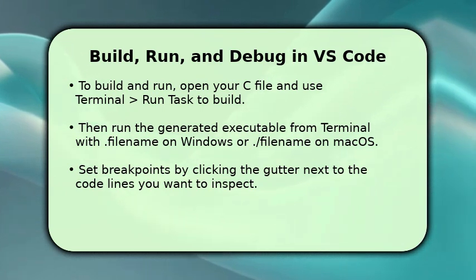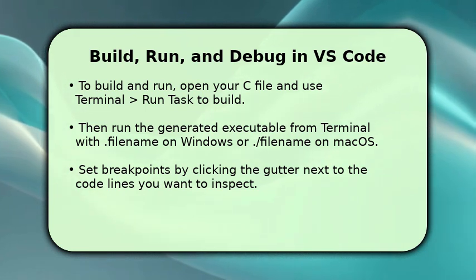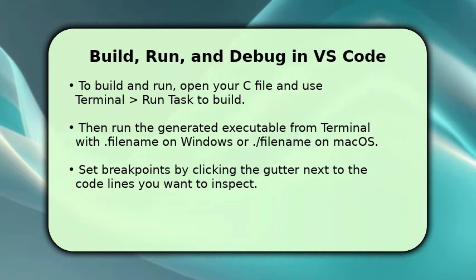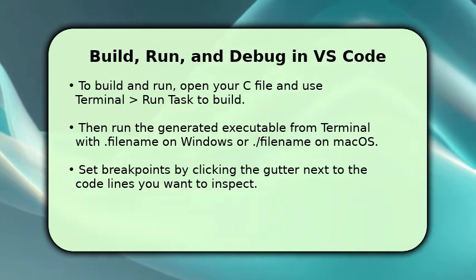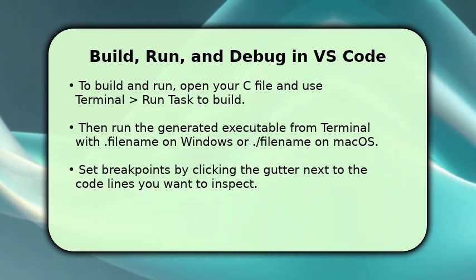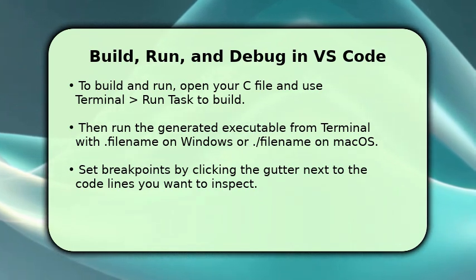For debugging, open the Run view and choose your launch configuration before starting the debugger. Set breakpoints by clicking the gutter next to the code lines you want to inspect. Use the variables, watch, and call stack panels to trace program state while paused. Save workspace settings to reuse configuration across projects and speed up future setup.